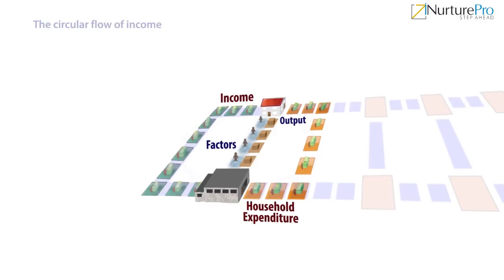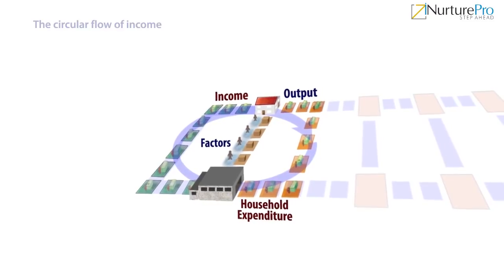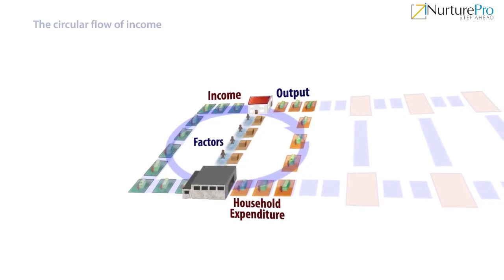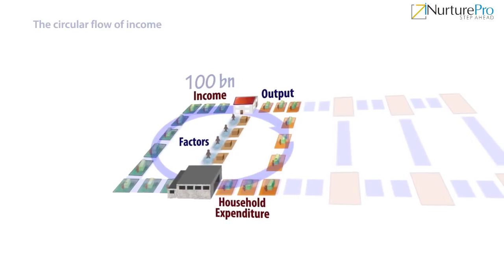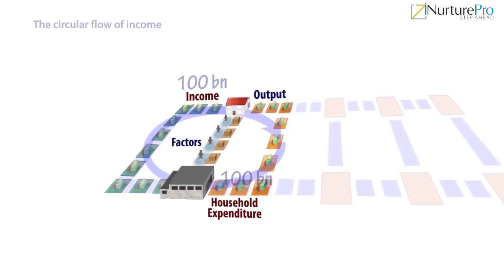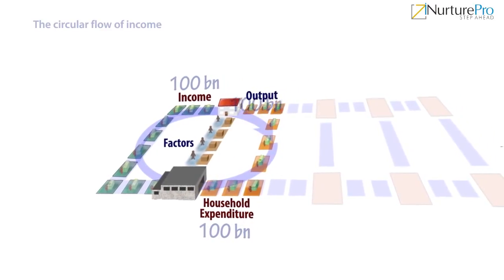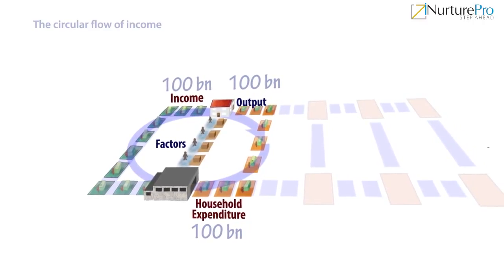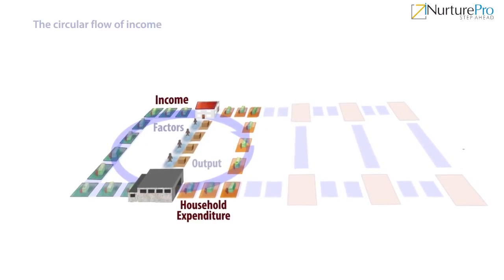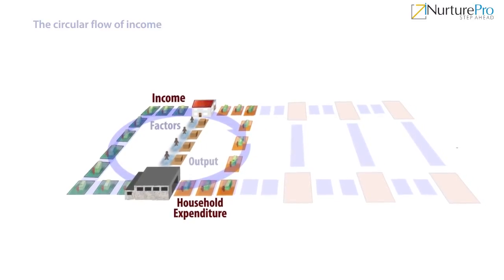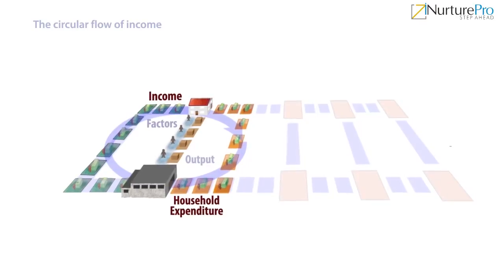Income circulates continuously between households and firms. The monetary value of income, expenditure and output should equate. For example, if factors together earn 100 billion units of currency as an income, and assuming they all spend their income, the value of household expenditure and firms' output is also 100 billion. Each time income circulates between firms and households, it creates jobs, spending, and output.